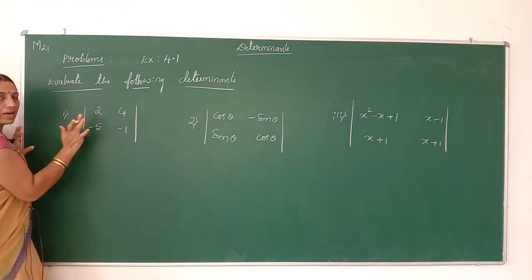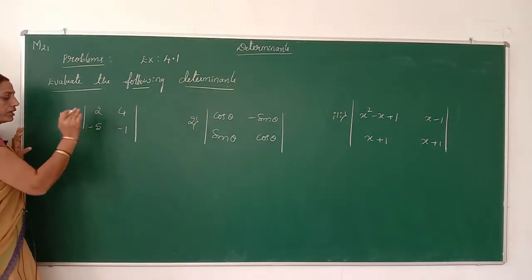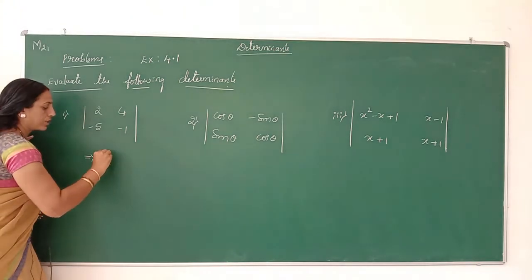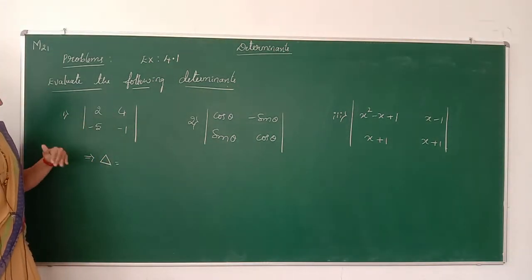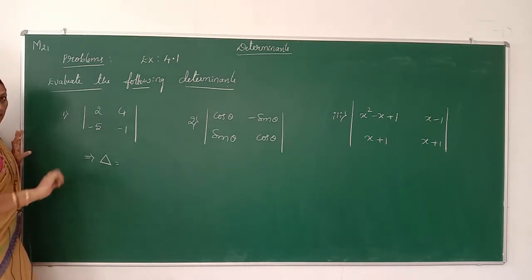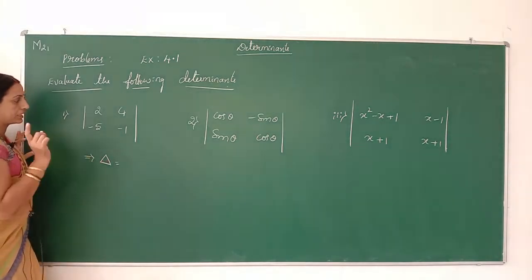How to find the value of the determinant? 2, 4, minus 5, minus 1. That is one of the problems, and we just simplify. The determinant is also denoted by the symbol delta, or modulus of A meaning determinant of A, or in the form of det of A.